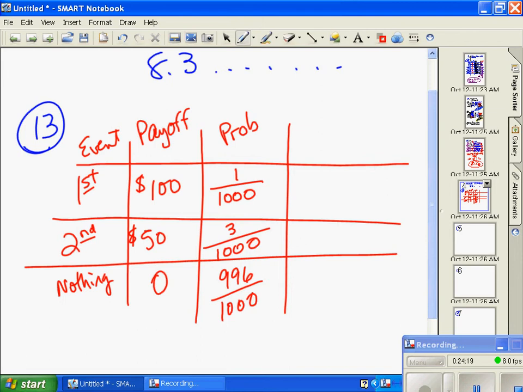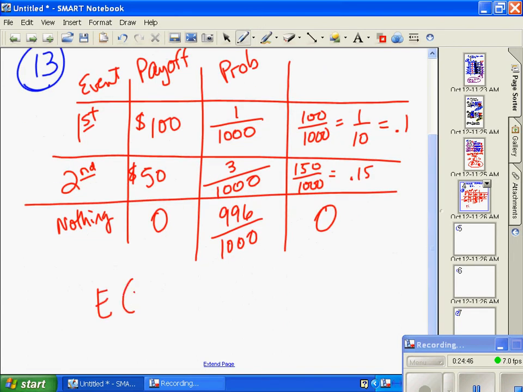Okay? So when I multiply these out, I get 100 over 1,000, which is just 1 over 10, which is 0.1. Or I can get 150 over 1,000, which is 0.15. Or 0 times anything is just 0. So my expected value here of this game is going to be 0.1 plus 0.15, which is 0.25.